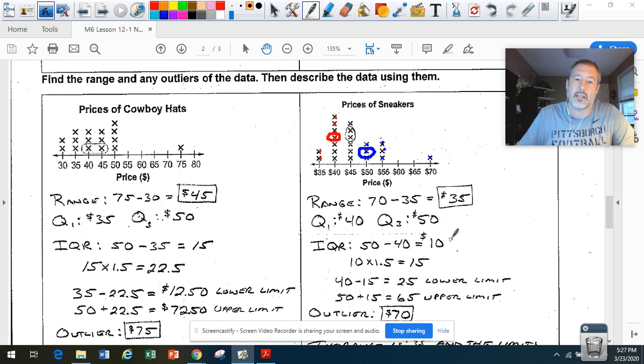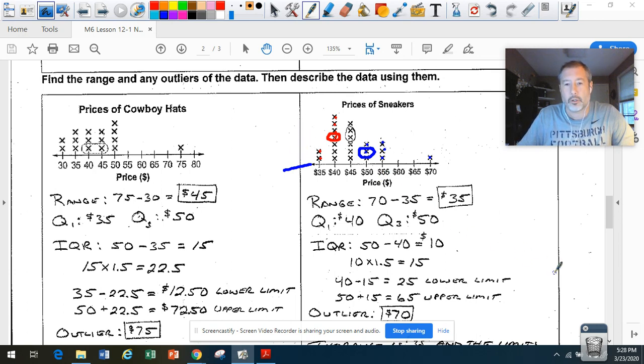Now to figure out the outlier, remember, take that amount, multiply it times 1.5. So 10 times 1.5 is $15. So then we go to our Q1, which is $40. Subtract our 15 from it, which makes our lower limit $25. As you see, there's nothing below $35 here, so we do not have a lower outlier.